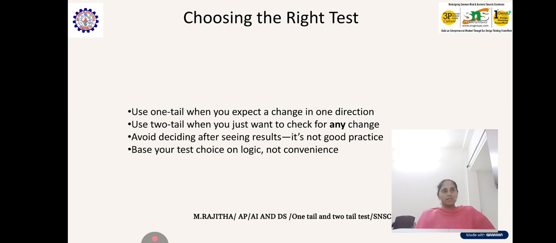In many scientific fields, two tail tests are preferred because they provide a more balanced view. Always define your hypothesis before collecting or analyzing data. Do not decide the test direction after seeing the data, as this introduces bias. Choose your test based on the logical direction of the research question, not based on which test gives the result you want.